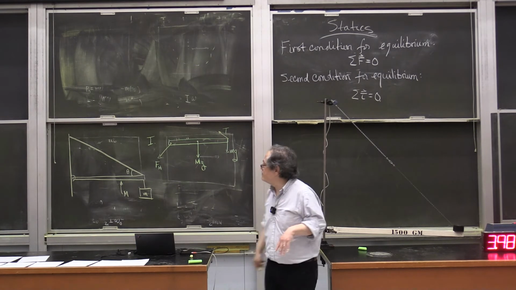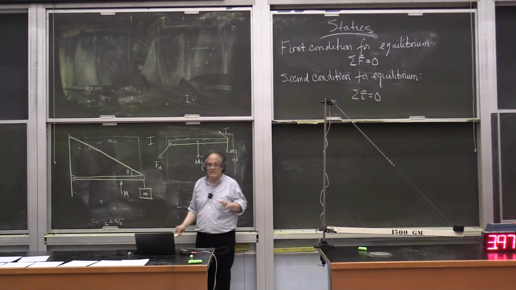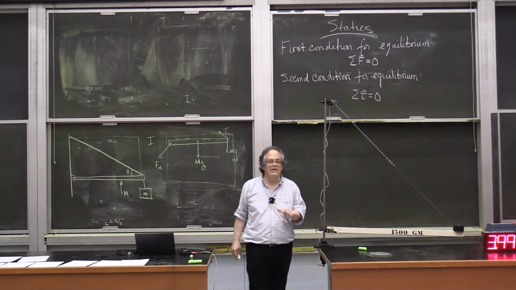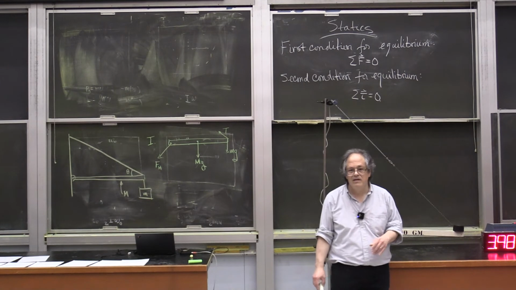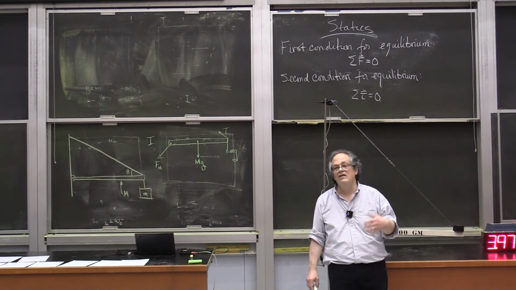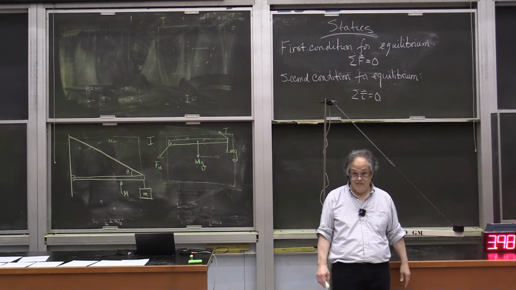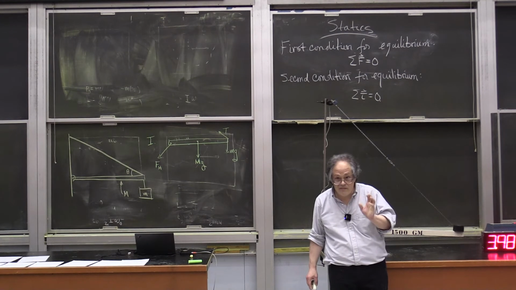Now, I could have drawn a separate free body diagram for this little mass, putting in a tension and everything, another tension. That's perfectly fine. I wanted to short circuit this a little bit because I wanted to have time to do another example where only the second condition for equilibrium holds.